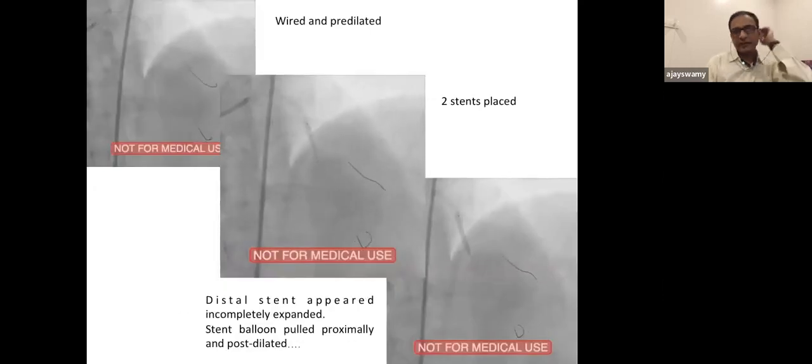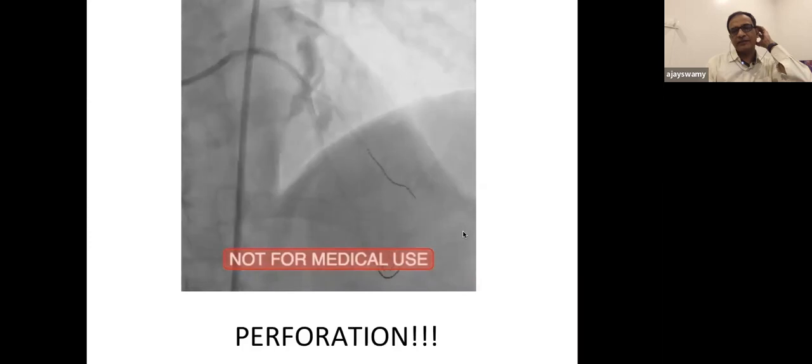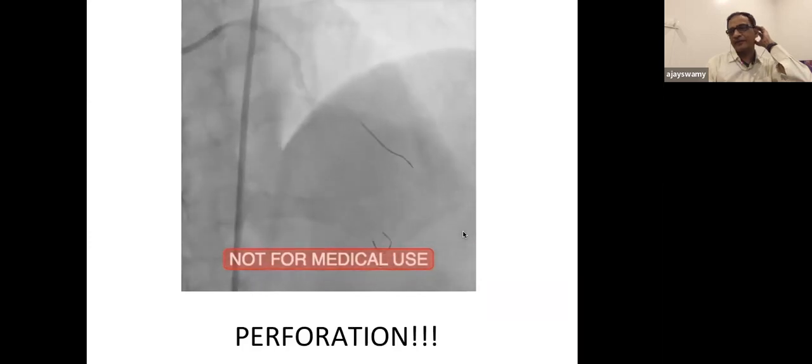The wires were crossed, the diagonal was protected, and the distal stent was inflated after a balloon preparation, but the distal stent appeared incompletely expanded. So the stent balloon was pulled back and post-dilated, as you can see on the screen on the right side between the left and the right. The stent balloon has been pulled back. It appears that it is expanded well, but the next angiogram shows this.